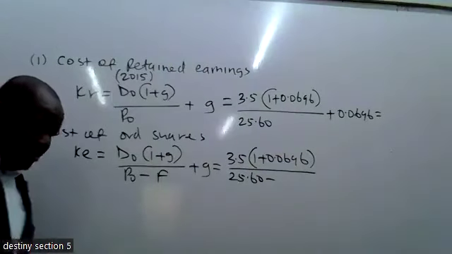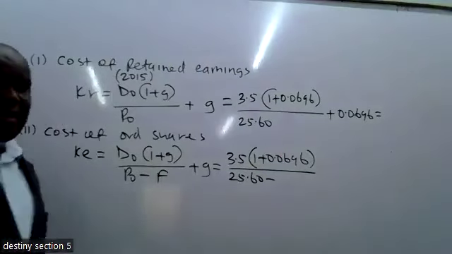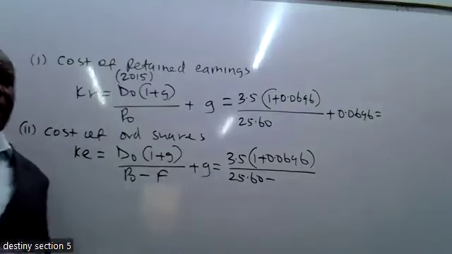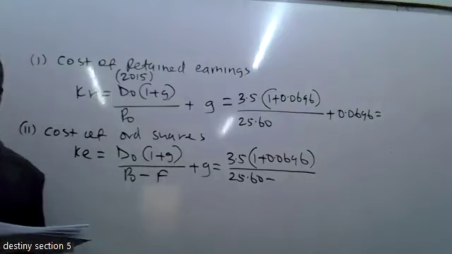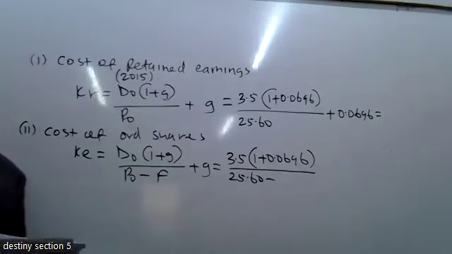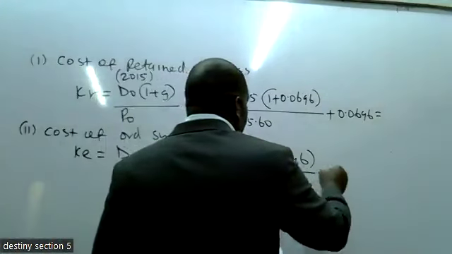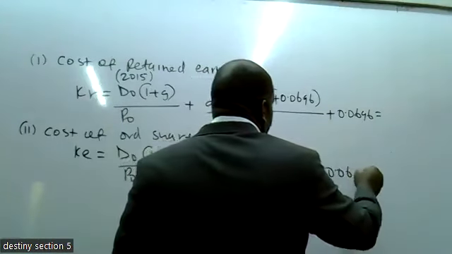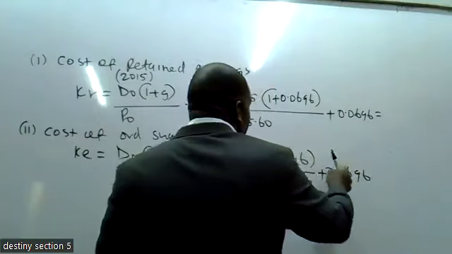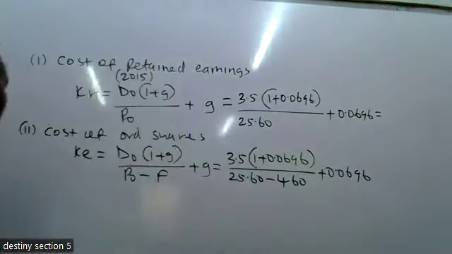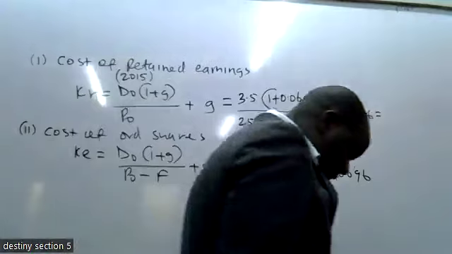So when you go to note number 3, they have said that the issue of new ordinary shares will attract a flotation cost of how much? 0.6. So we subtract 0.6, then you also add 0.0696. So that should be able to give you the cost of the ordinary share. It should give you what is meant to be the cost of the ordinary share.